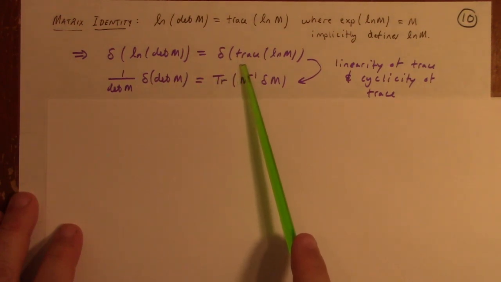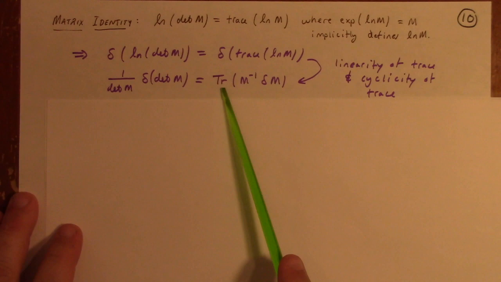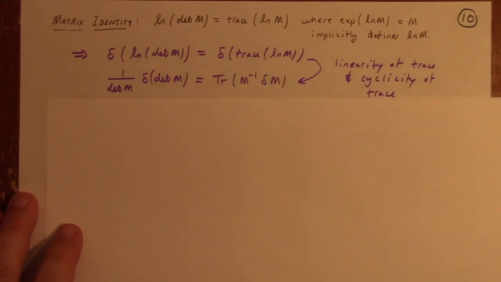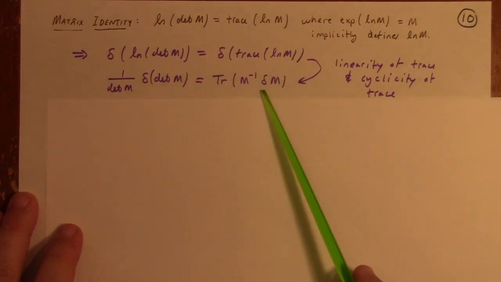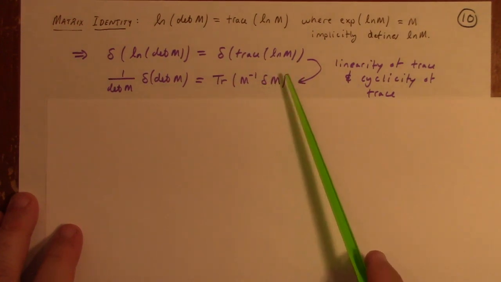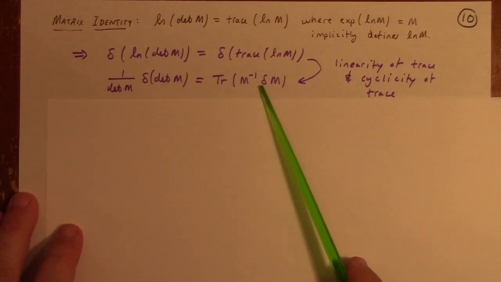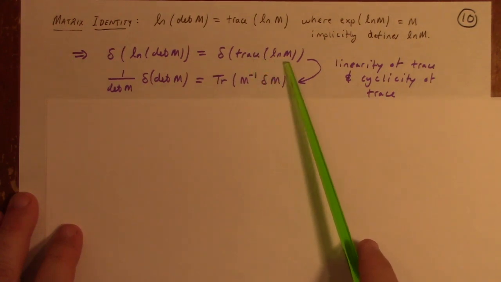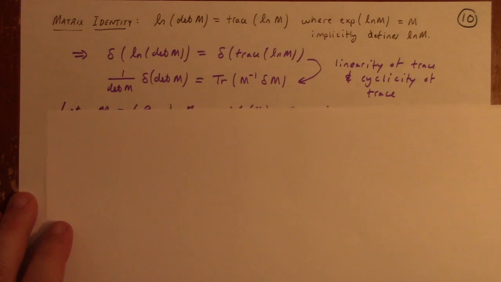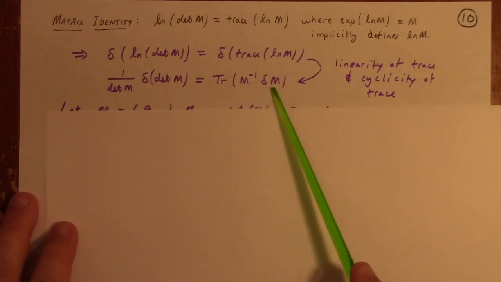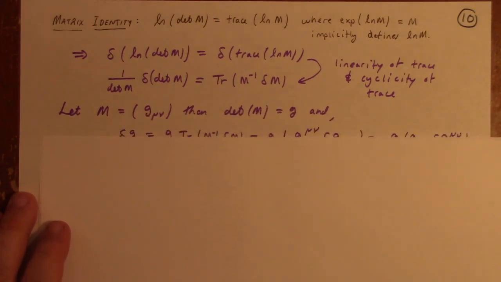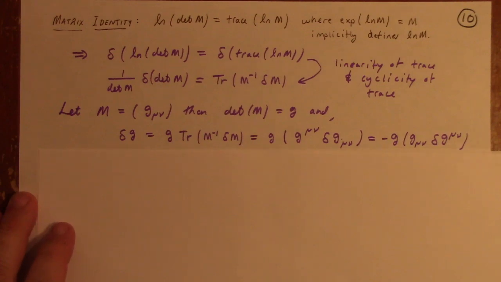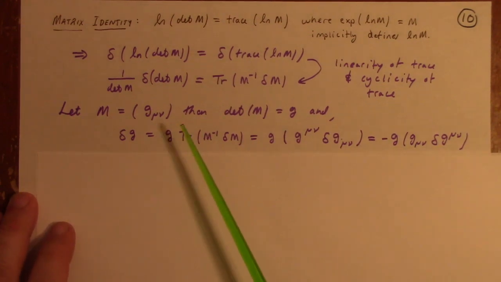Trace is linear, so you can essentially pass the variation inside, and when you do that, you get 1 over the matrix, but we write m inverse because it's a matrix, times the variation of the matrix. The fact that the calculus works like that is in part based on it being inside the trace, where you have cyclicity of the trace. Otherwise, you'd run up against the non-commutativity of the matrix and its inverse in that derivative. But anyway, that's a can of worms I don't want to open here.